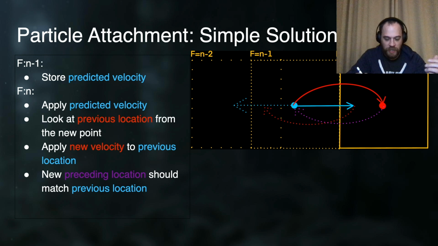But what we can do then is look at this new pixel we landed on and ask where that was last frame. Now we can actually generate an error delta. We could just take this error delta and apply it to our particle. That's actually something we were doing before.